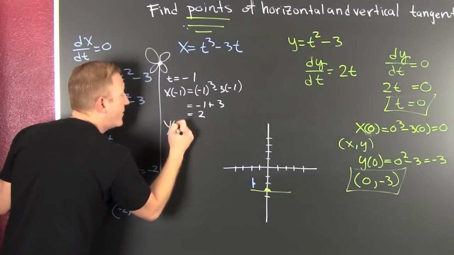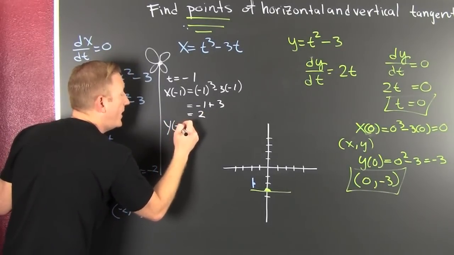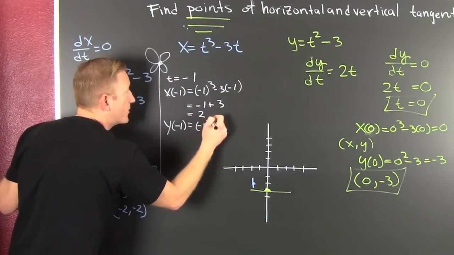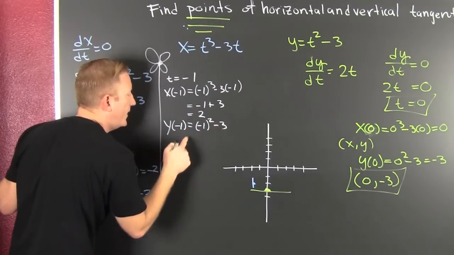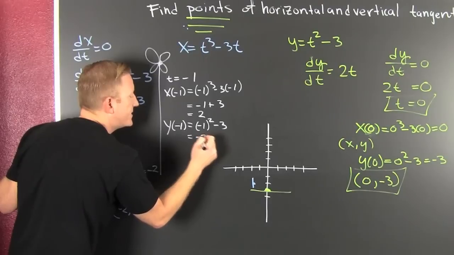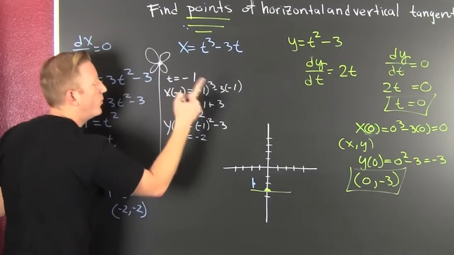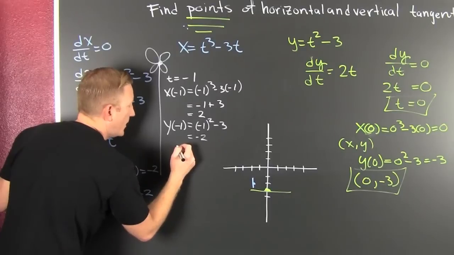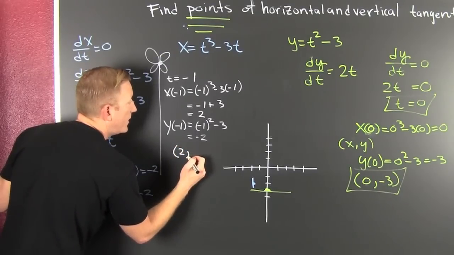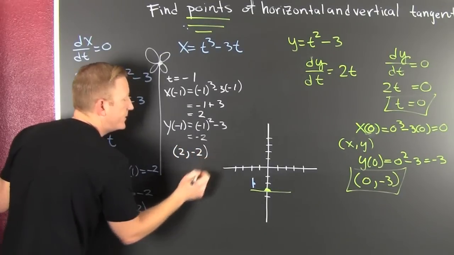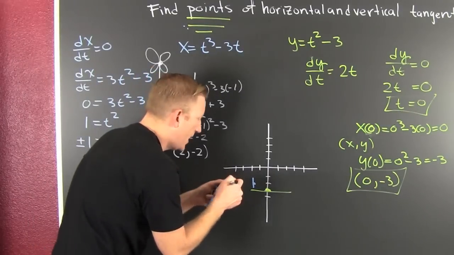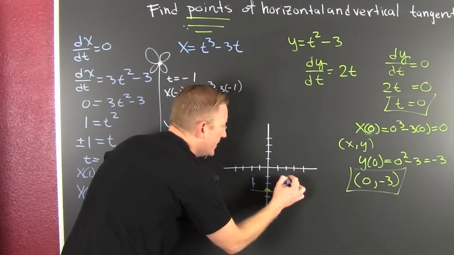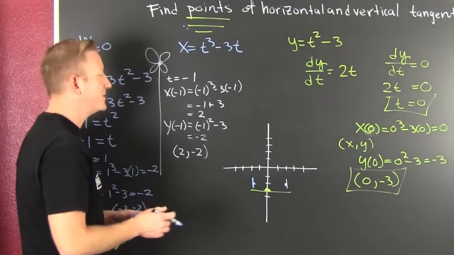So we need our other point. When y of minus 1, I put that there. Minus 1 squared minus 3. Okay, march this out. That's a minus 2. So what's my point? It's 2, minus 2. So my other point of vertical tangency is at 2, minus 2. Bam. There's gonna be a vertical tangent there.